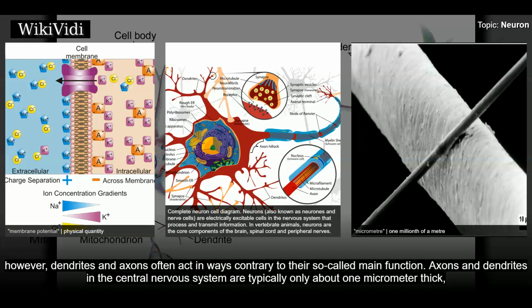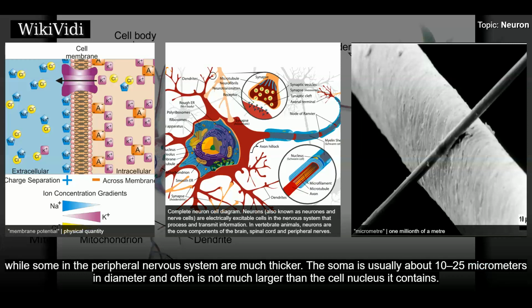However, dendrites and axons often act in ways contrary to their so-called main function. Axons and dendrites in the central nervous system are typically only about 1 micrometer thick, while some in the peripheral nervous system are much thicker. The soma is usually about 10-25 micrometers in diameter and often is not much larger than the cell nucleus it contains.